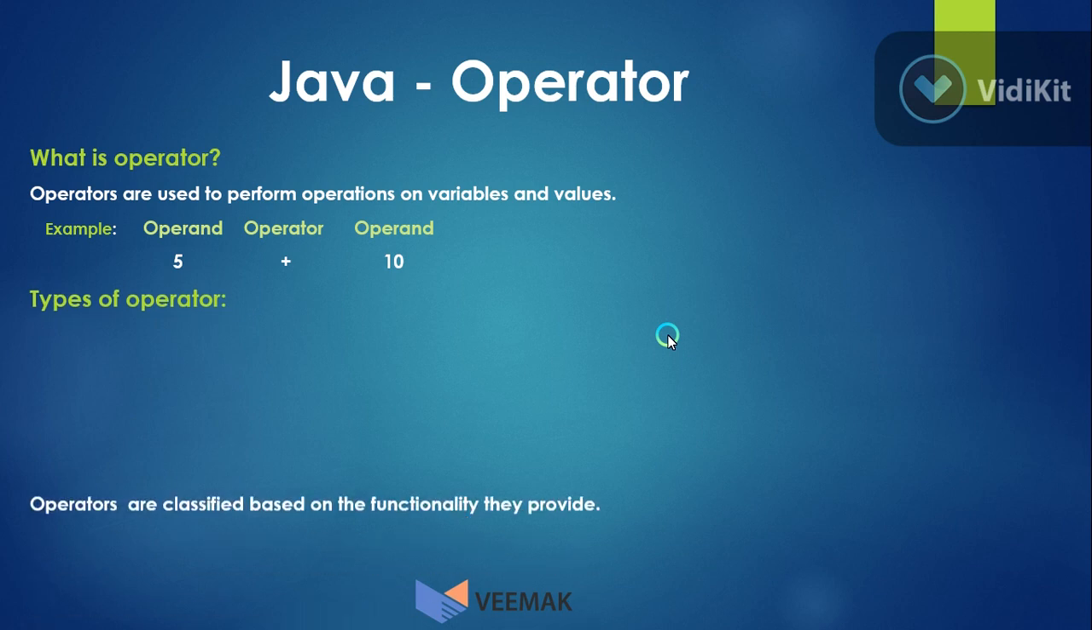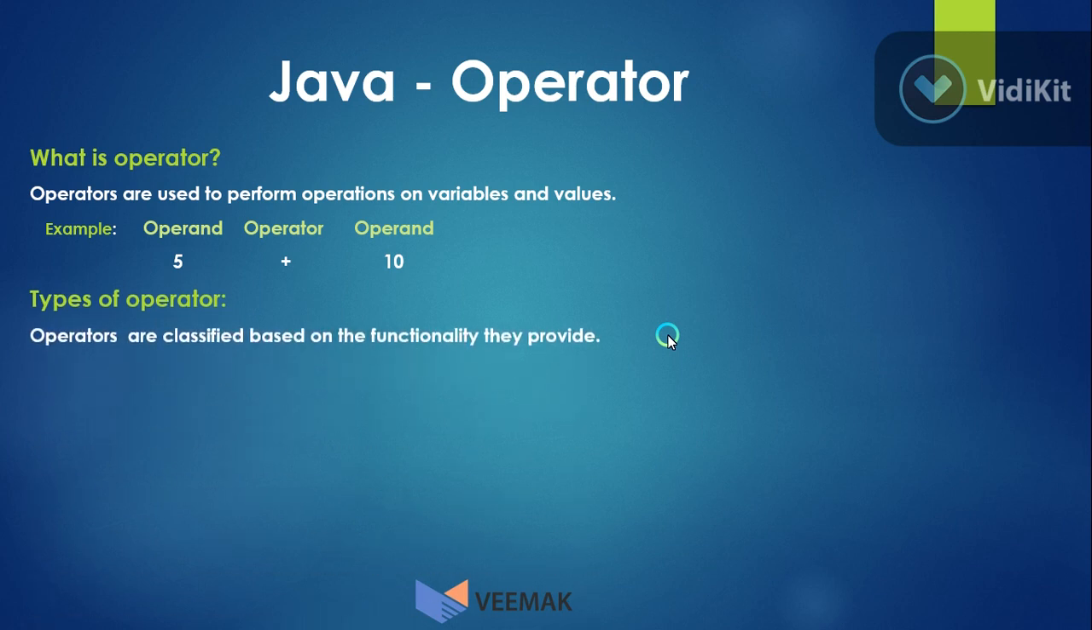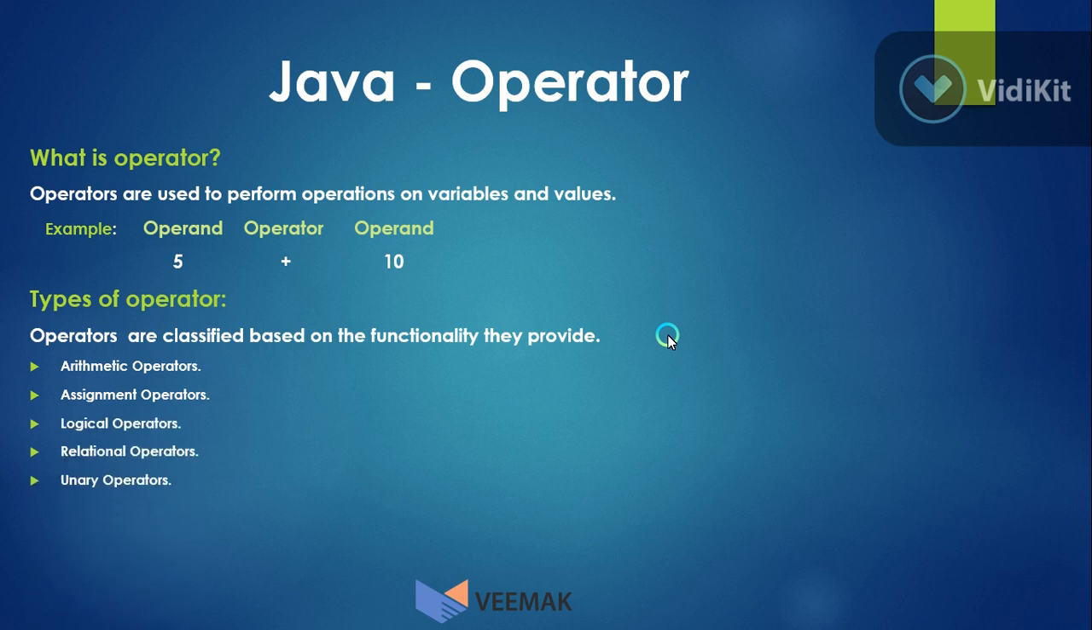Types of operator. Operators are classified based on the functionality they provide. They are assignment operators, arithmetic operators, logical operators, relational operators, unary operators, bitwise operators, ternary operators, shift operators. Today we are going to focus on arithmetic, assignment, logical and relational operators only.